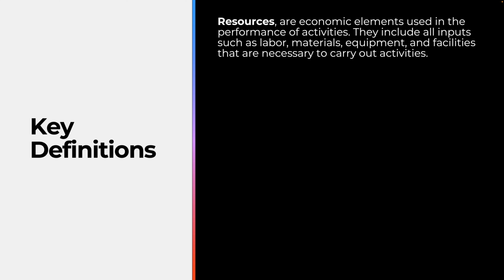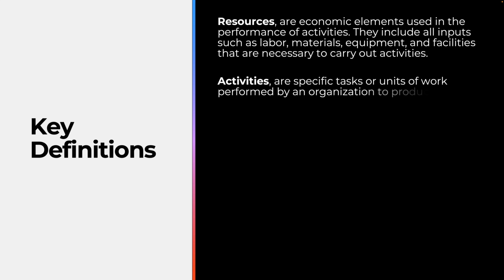Next, let's talk about activities. They are specific tasks or units of work performed by an organization to produce goods or provide services. Activities in activity-based costing are the actions that consume resources. These include things like machining, assembling, ordering materials, inspecting products. Identifying activities helps in understanding how resources are used.